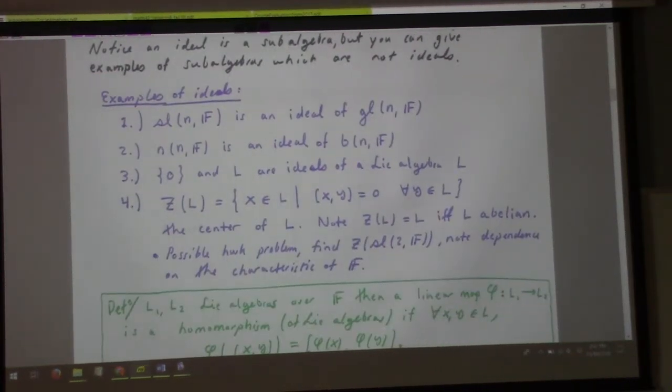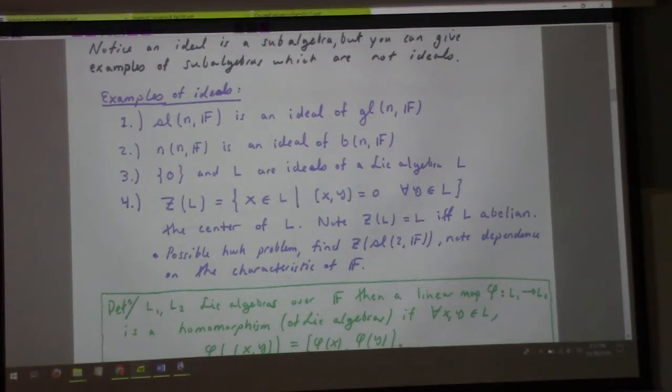The center of a Lie algebra, Z, is the set of all elements of the Lie algebra which commute with everything else in this sense. That is also an ideal. If the center of the Lie algebra is the whole Lie algebra, that means that L is an abelian Lie algebra. Possible homework problem: find the center of SL2F. Note the dependence on the characteristic of F.